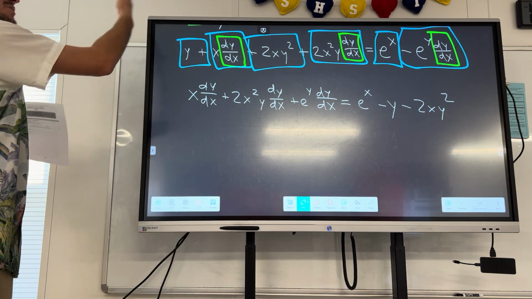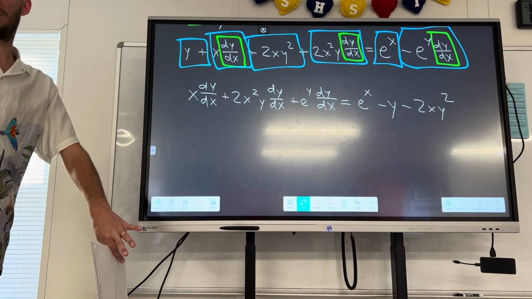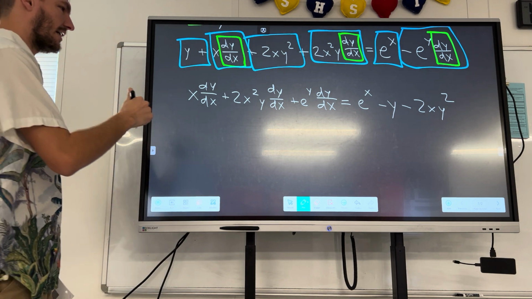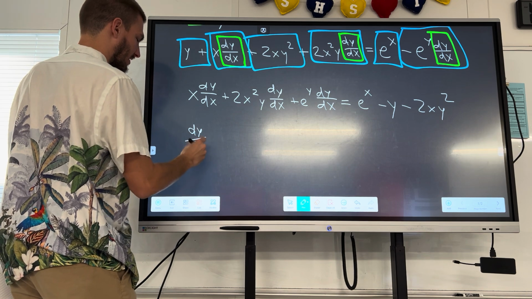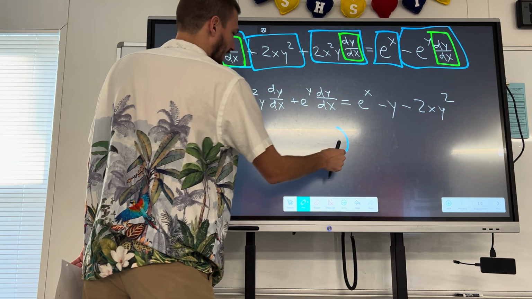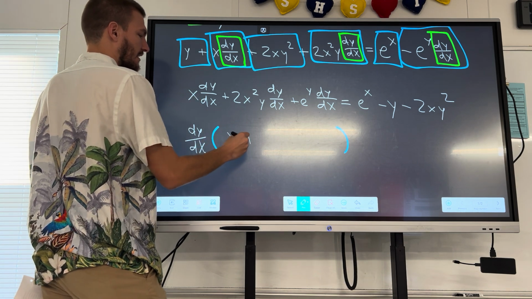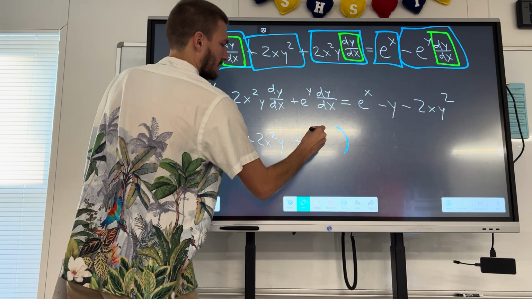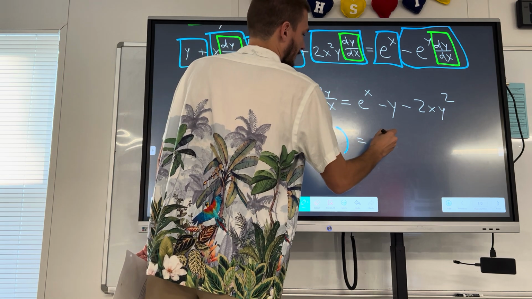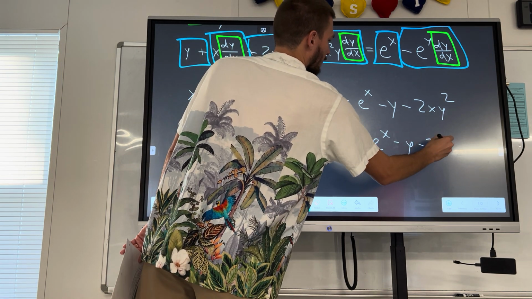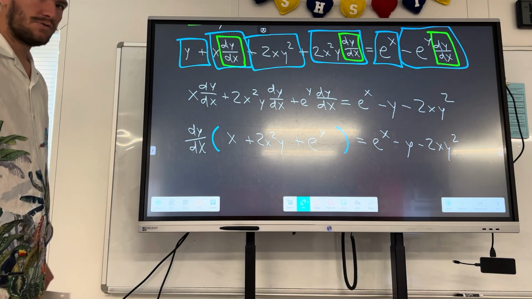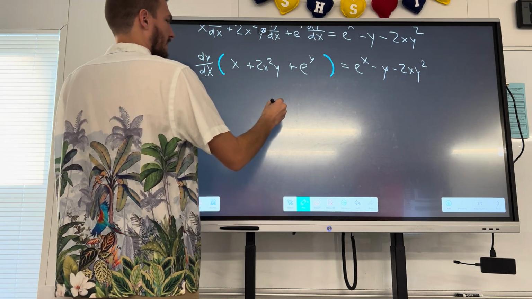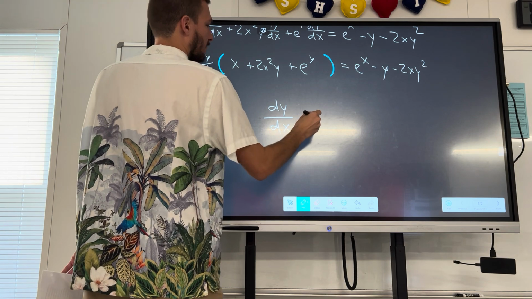We're going to do a GCF of all of these and move the rest of the junk. Now, after you do a couple of these questions, you might be able to do this in one step, but just to go through the motions on our very first question, dy dx has been GCF'd, leaving behind an x, leaving behind 2x squared y, leaving behind an e to the y, equals e to the x minus y minus 2x squared. And then just like when you do a normal one, just divide all that junk to the other side. And so dy dx is equal to a massive fraction.